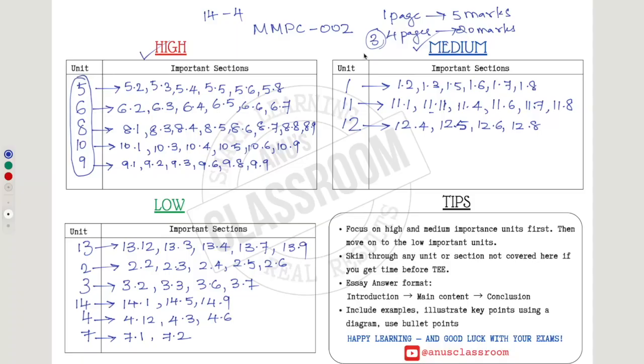So how you can do that is, even if your question has not asked for any examples, you can quote examples that support your answer. Or you can diagrammatically represent the key points that you have written in your answer, or you can summarize points using tables or something like that.